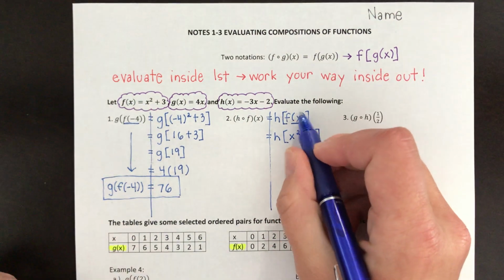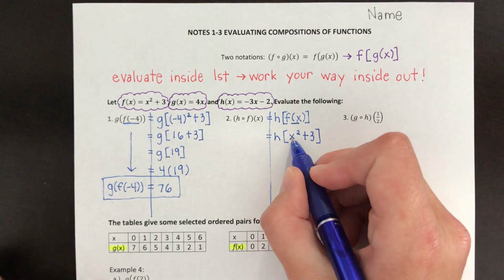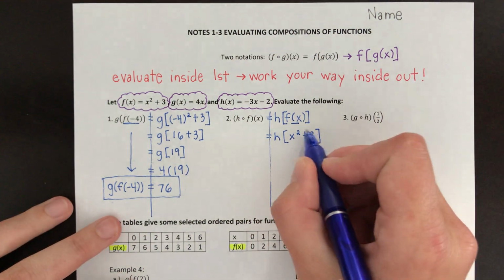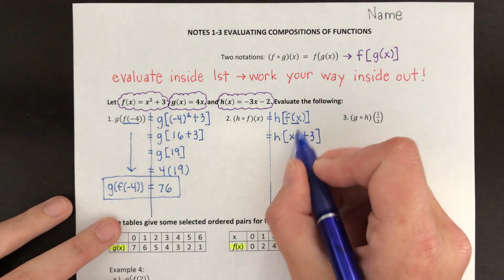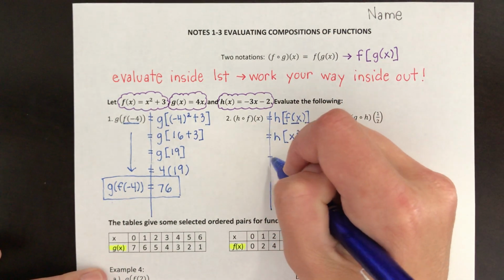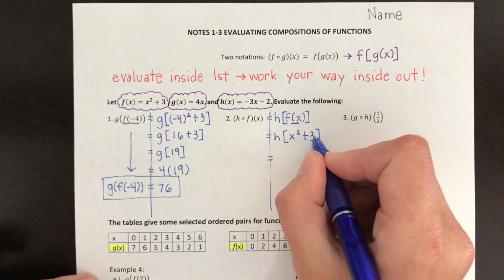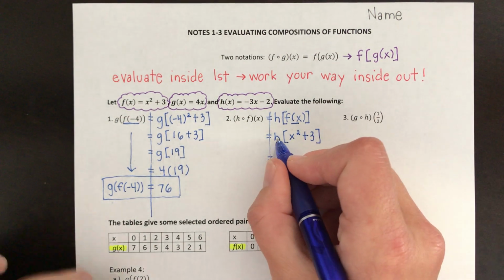I don't have a value here. I don't have an input value. I don't have a value to plug in where I see x. I just simply leave it x. So there's nothing I can do here to simplify. There wasn't a value. Okay, so that's finished. I can't simplify anything, so therefore I plug this in because it's simplified as much as possible. I plug this into the function h.